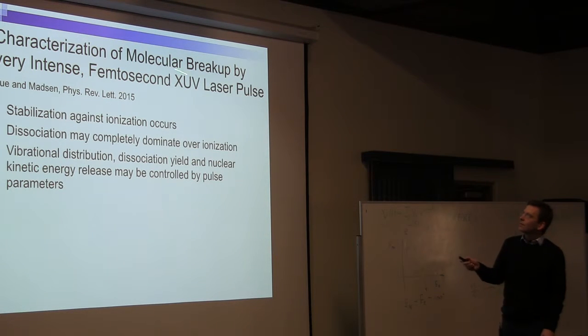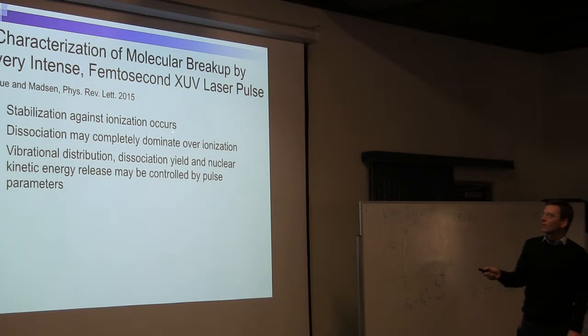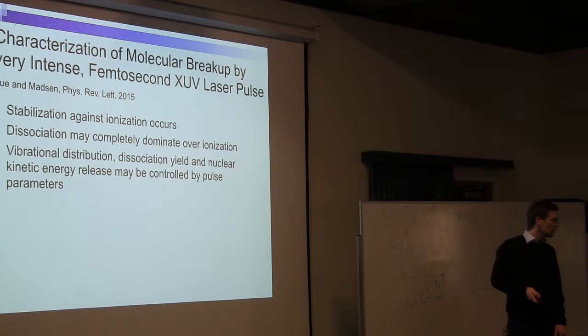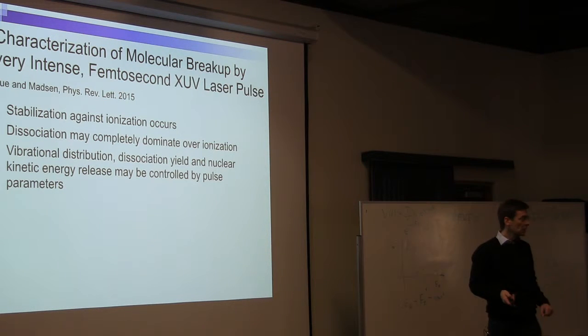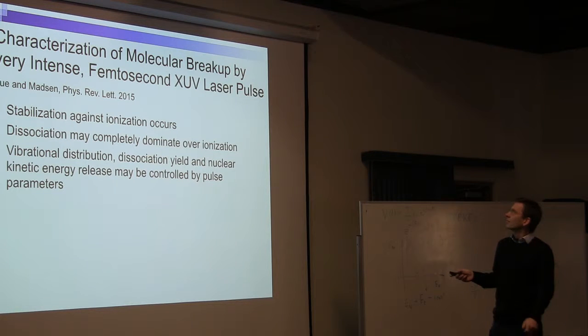Okay, so what we have found here is that stabilization against ionization occurs. Dissociation may completely dominate over ionization in this regime. And the vibration distribution, dissociation yield, and nuclear kinetic energy release may be controlled by pulse parameters. Because if the field is not sufficiently intense, I can trap the population in some vibrationally excited states.